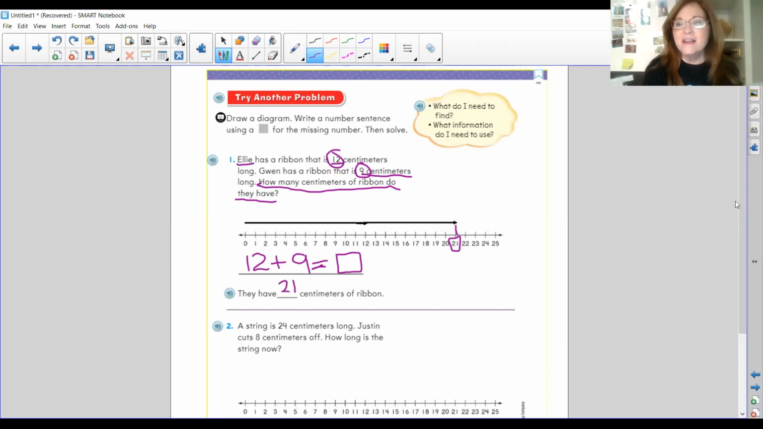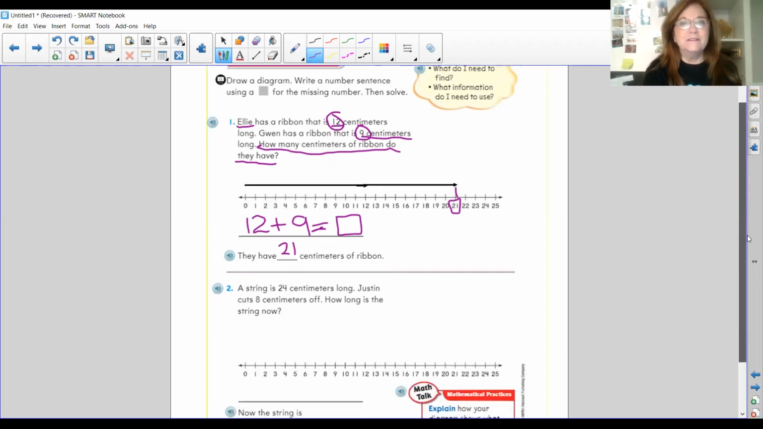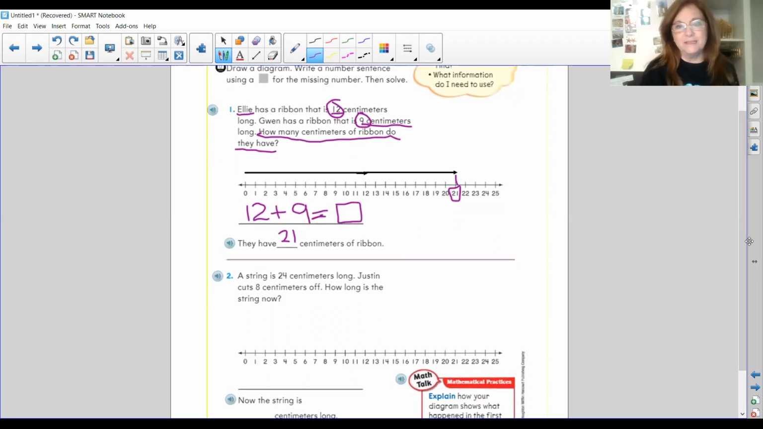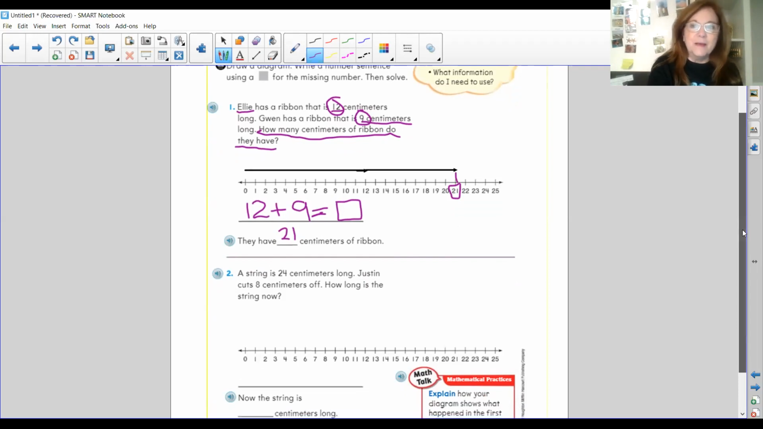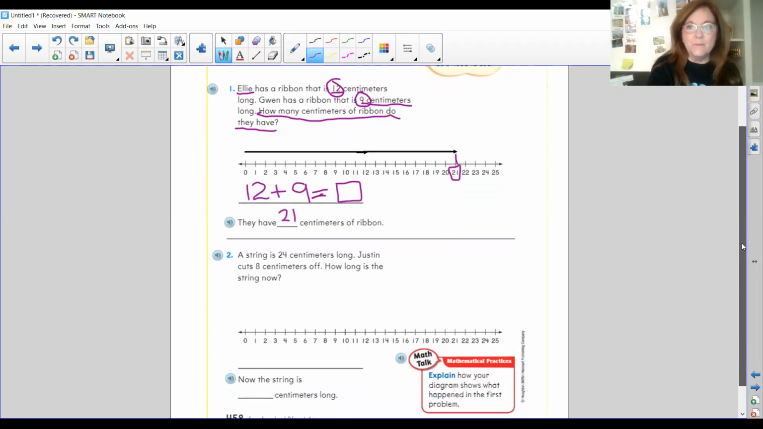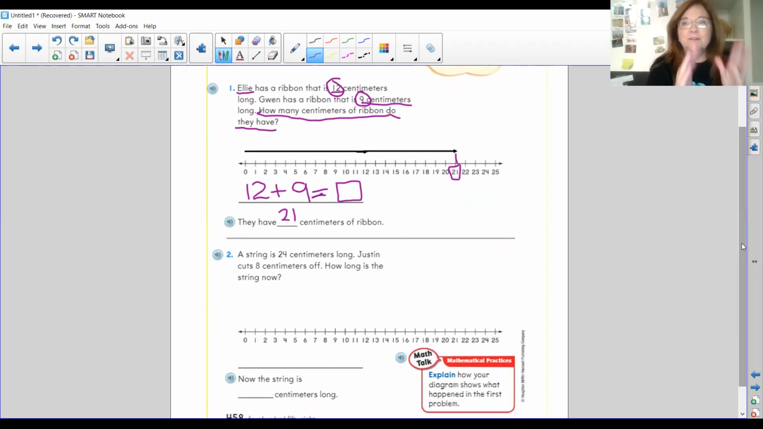So on our next problem, I hope you're enjoying doing the number line. I love number lines because they help you to see where the numbers are in the problem. And you also see the spaces along the number line. So you can see how much 12 plus 9 is. It's not just a number on a paper, but you can see it. And it's just a fun way of doing math.